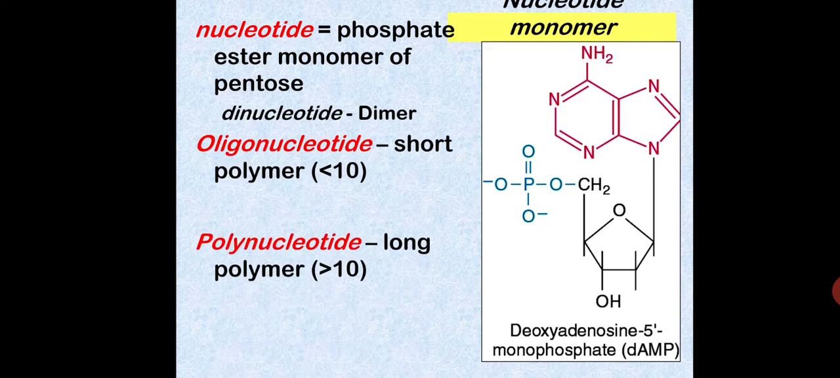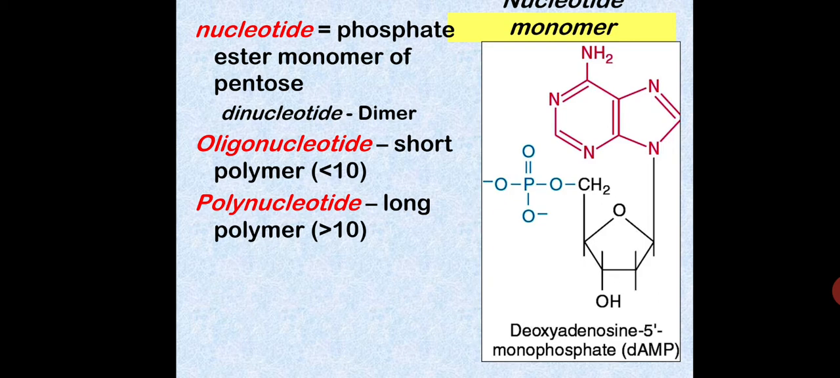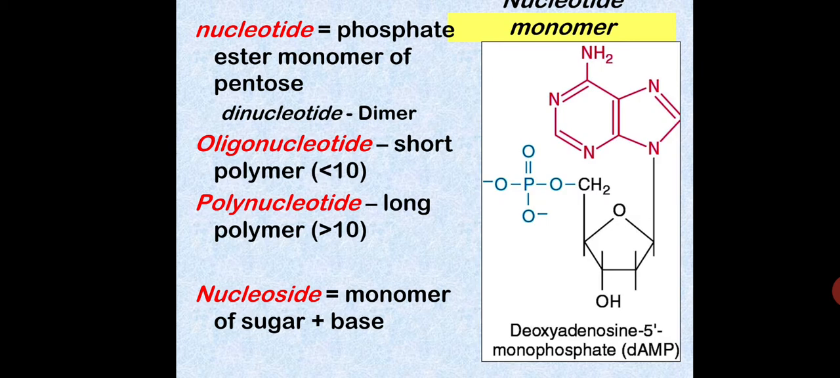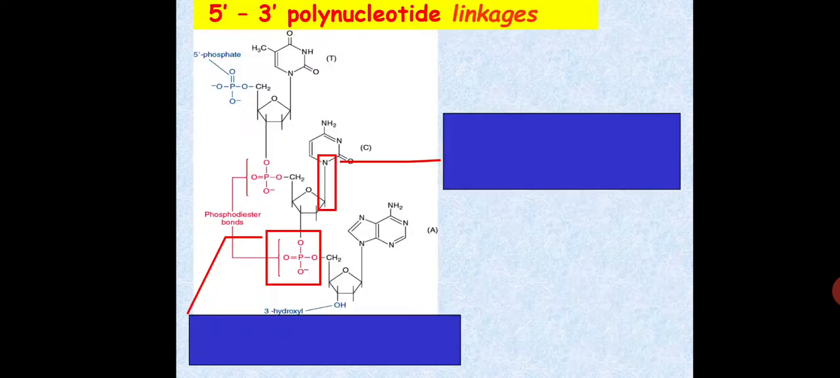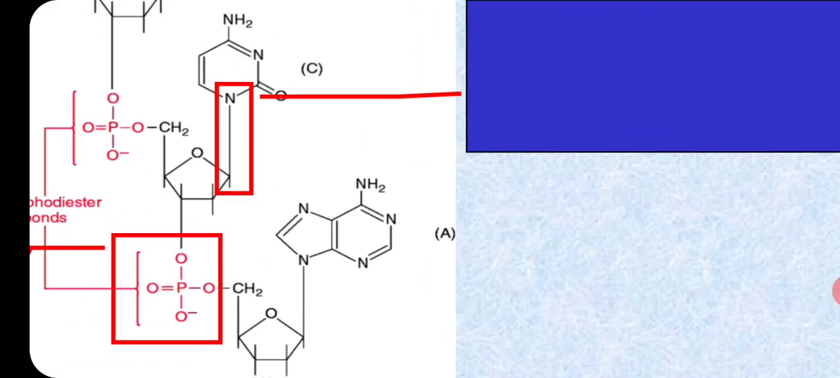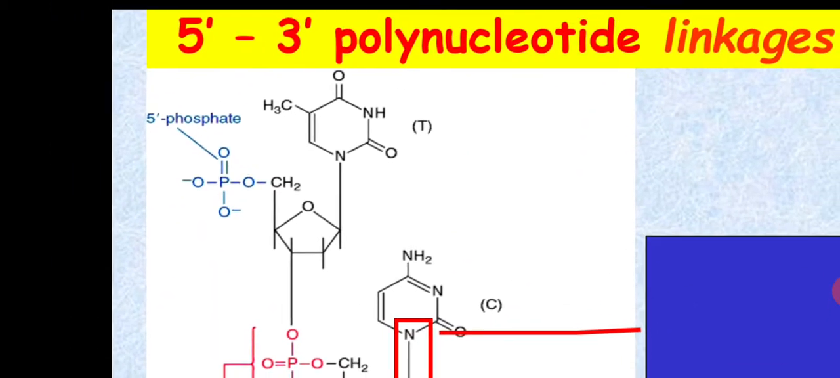So nucleotide is a phosphate ester monomer of pentose. Oligonucleotide is a short polymer of less than 10 nucleotides. Polynucleotide is a long polymer of more than 10 nucleotides. Nucleoside is the monomer of sugar and nitrogenous base only. Okay, so this I have described also. So this is the association.